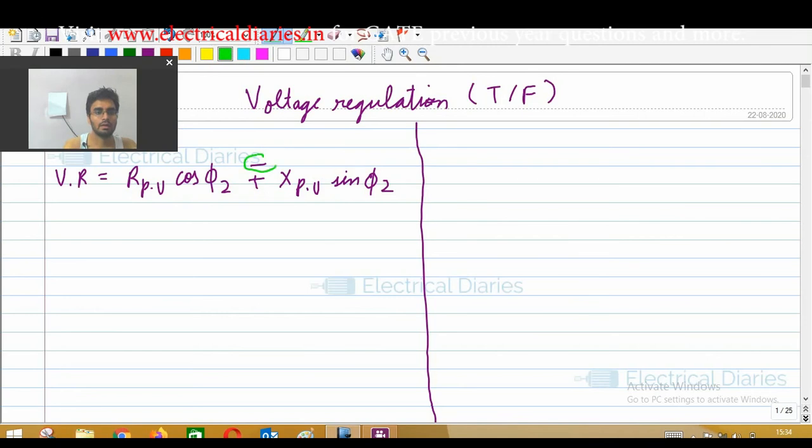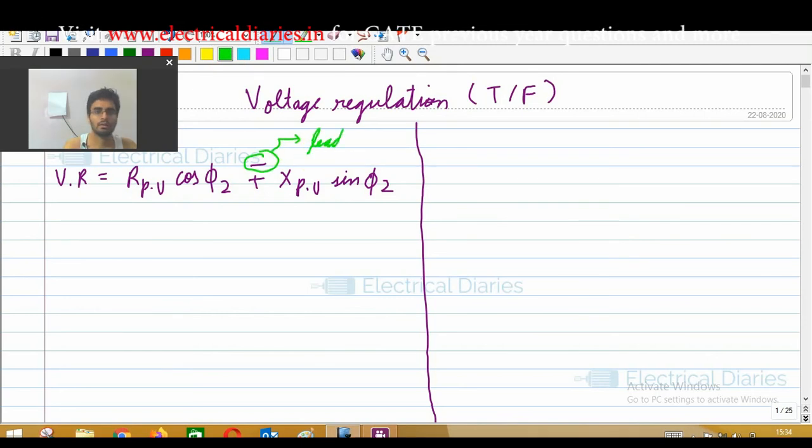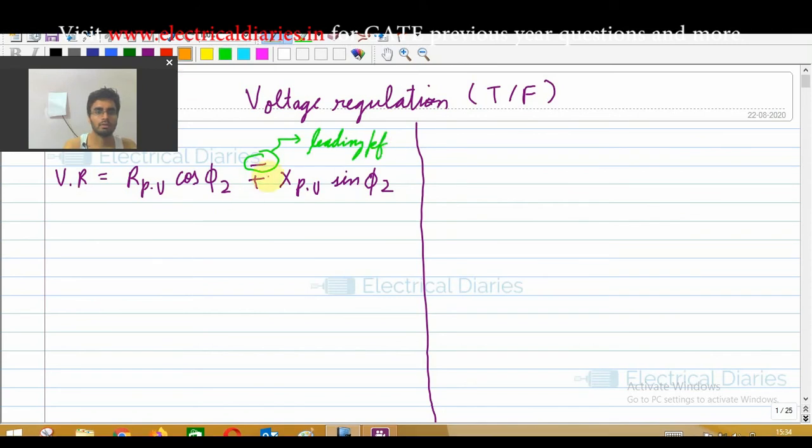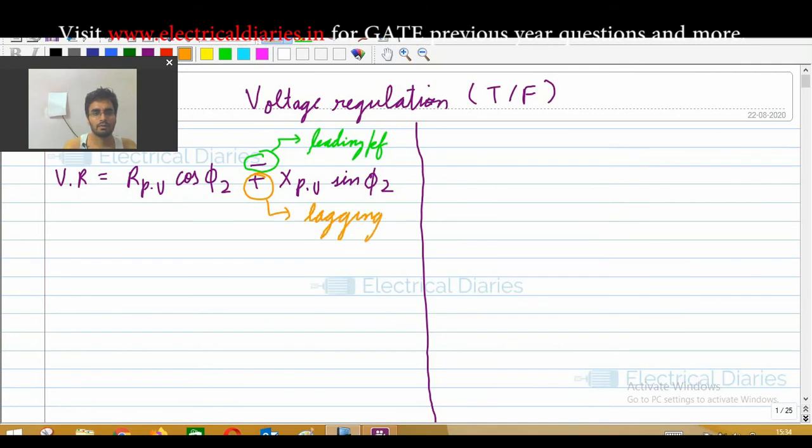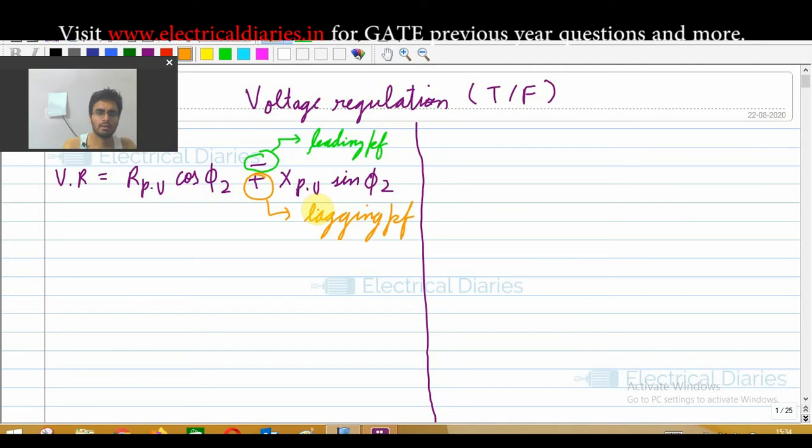Now here negative is for leading power factor, and your positive plus sign is for lagging power factor. Okay, so this much thing you should remember.